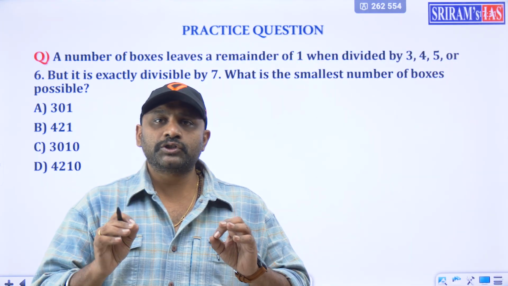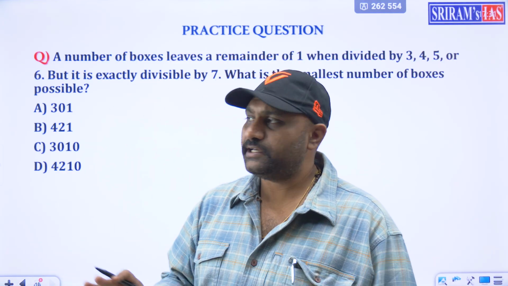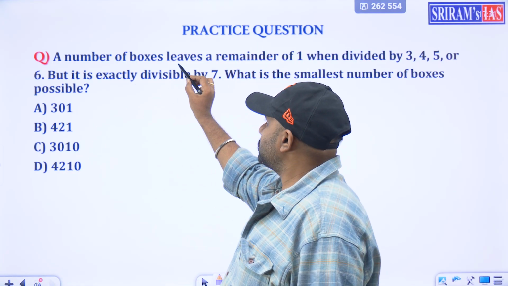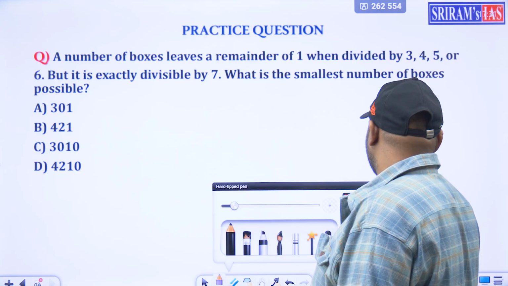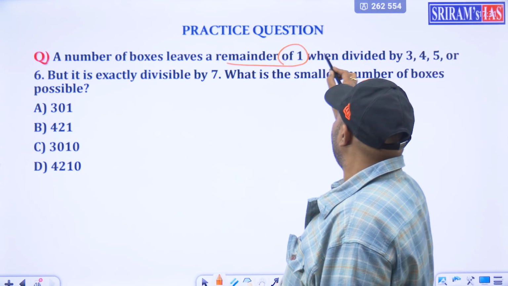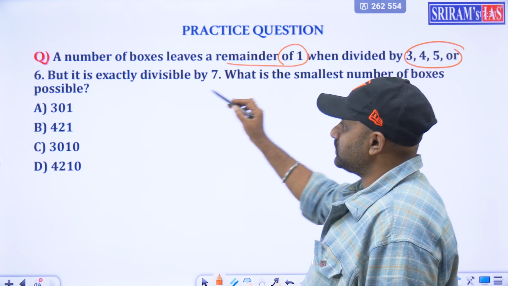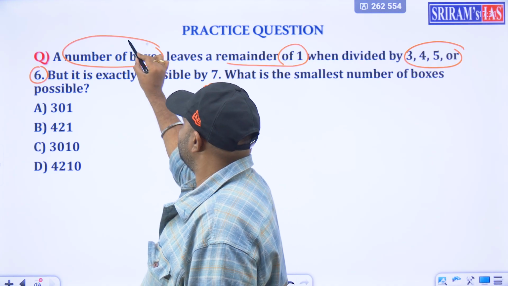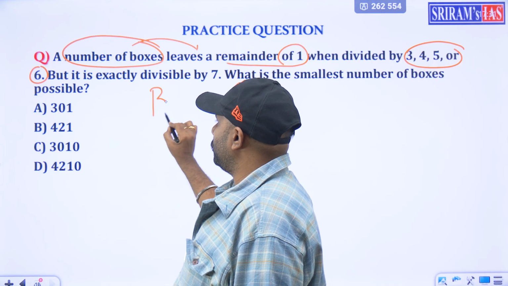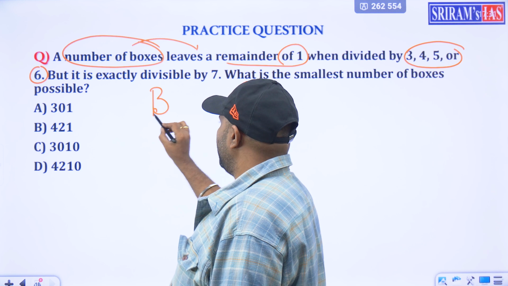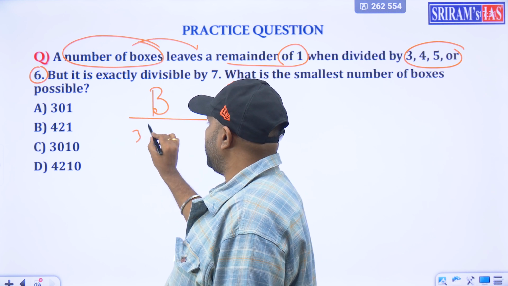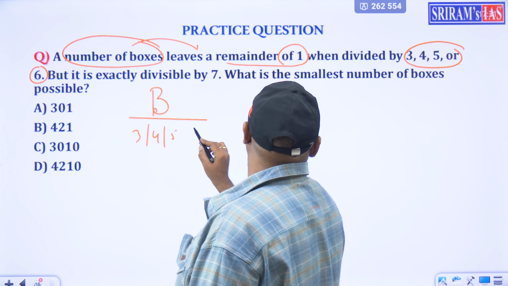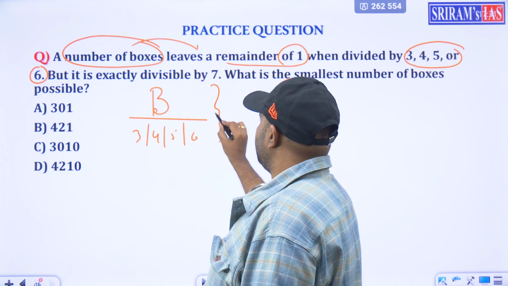Next, most popular question which always comes in UPSC is this kind of model. The number of boxes leaves a remainder of 1 when divided by 3, 4, 5 or 6. So let the number of boxes be B. Number of boxes when divided by 3 or 4 or 5 or 6, in this, the remainder is 1.